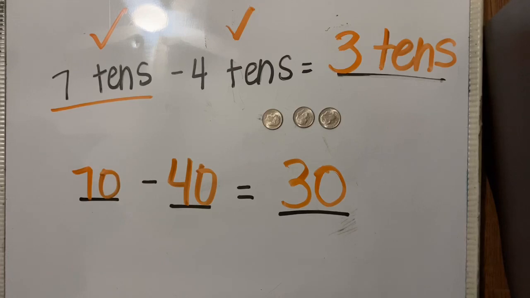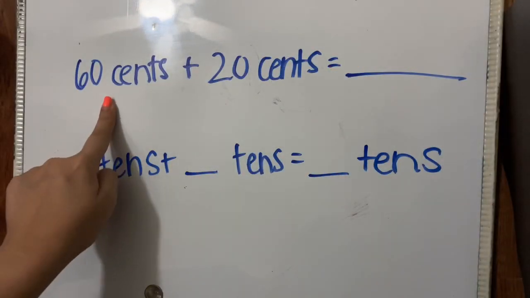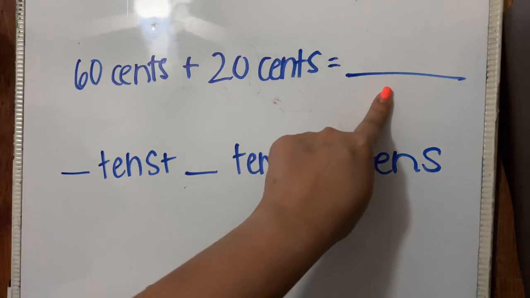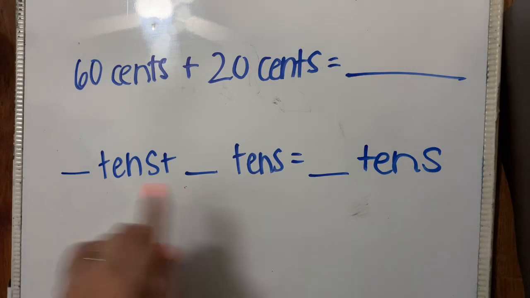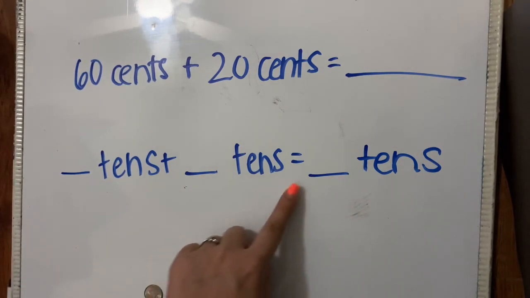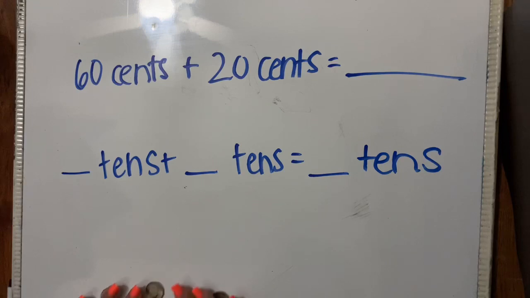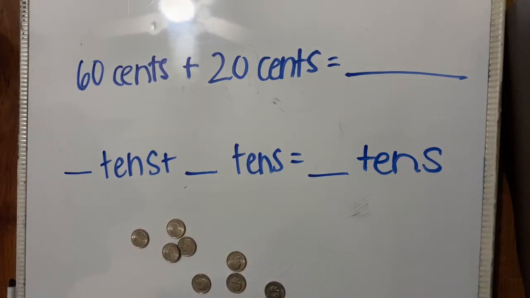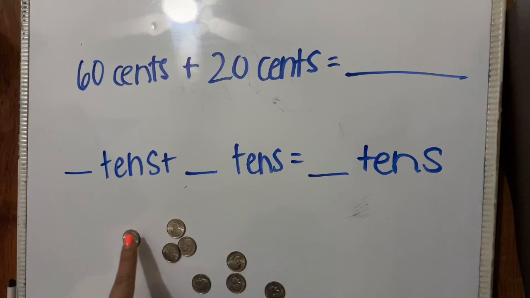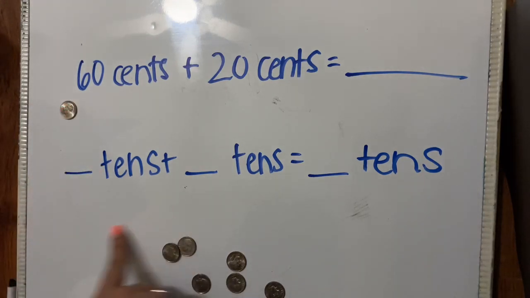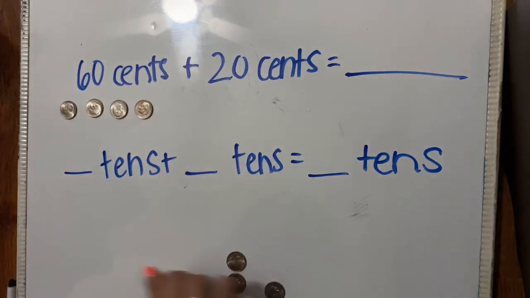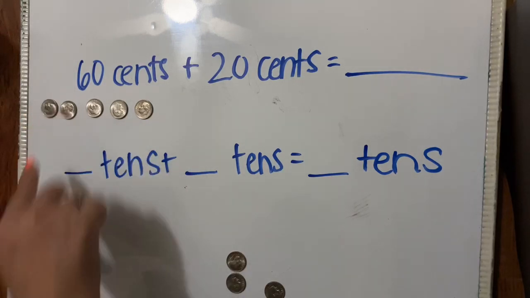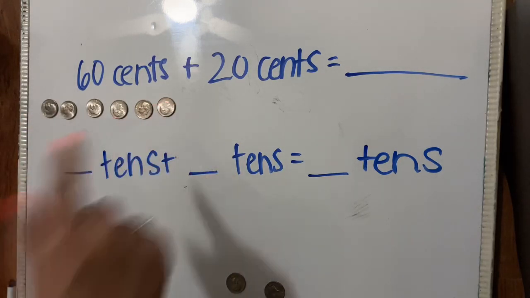All right, we'll do one more example. This time my problem reads 60 cents plus 20 cents equals some sort of number. I'm missing my number. We have a blank number sentence on here that says blank tens plus blank tens equals blank tens. Again, we're still going to be working with our dimes that I have down here. So let's start off with the 60 cents. So remember, each dime is worth 10, so we're counting by tens. 10, 20, 30, 40, 50, 60. So I have 60 cents.